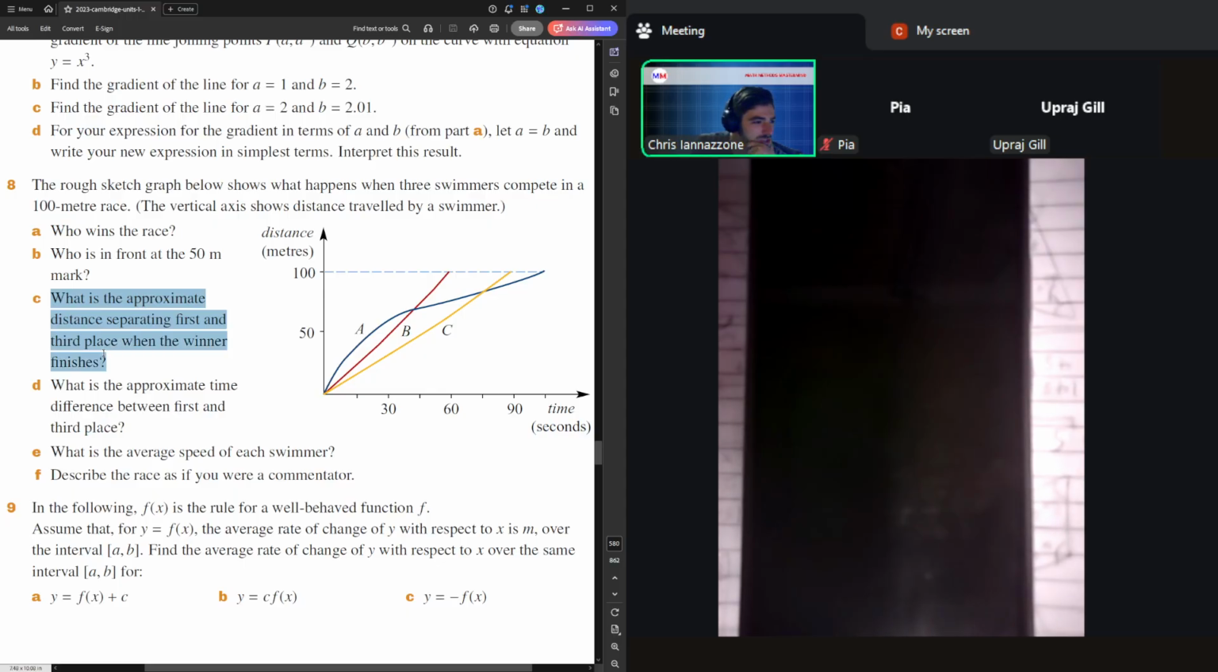What's the approximate distance separating first and third when the winner finishes? So what they're saying from here, separating first and third. Yeah, okay. The wording around that can be tough, so maybe I'll let you guys try to interpret that. What's that actually telling you to do? Forget calculating it, what does it actually tell you to do?